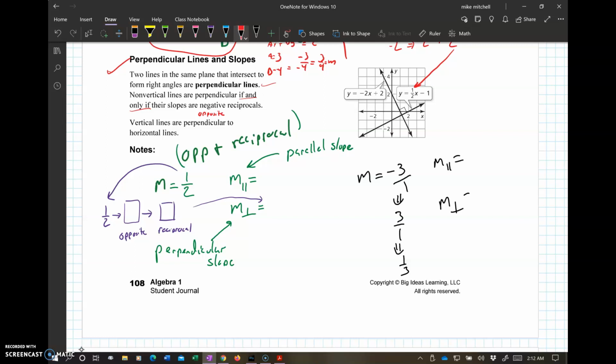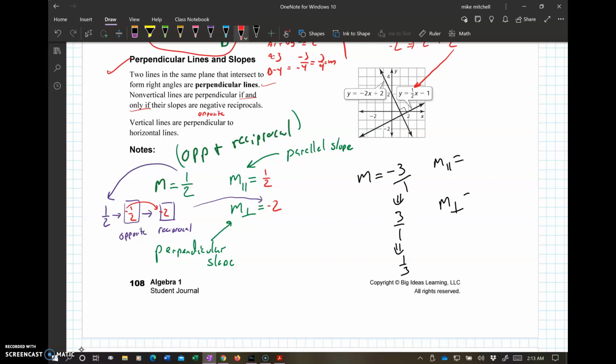You should have got the opposite is -1/2, and then the reciprocal is 2. I write it over here. My parallel slope to this line would be the same. It'd be 1/2. My perpendicular slope is going to be, I forgot a negative there, that should be -2. I forgot to bring my negative over. Almost missed that. But remember, m sub parallel is the parallel slope, m sub perpendicular is the perpendicular slope.